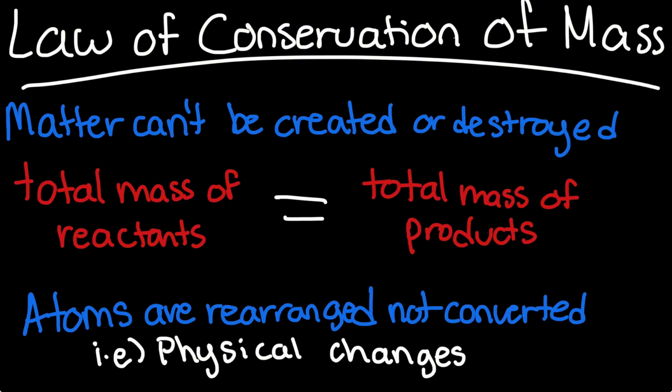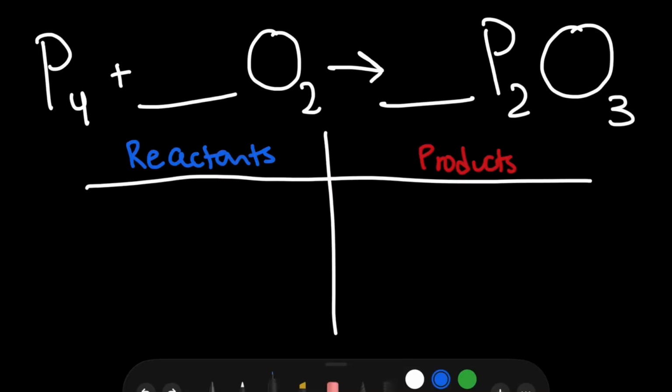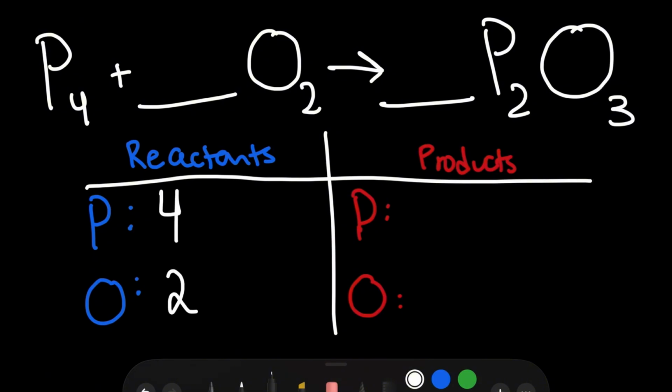So when we're balancing chemical equations, we can see if the law of conservation of mass is being followed if the number of atoms in the reactants is equal to the number of atoms in the products. So in this first problem, we have phosphorus and oxygen as our reactants and our products. On the reactant side, we have 4 phosphorus and 2 oxygen, and on the product side, we have 2 phosphorus and 3 oxygen. On the product side, we have 2 phosphorus, and if we multiply it by 2, we can get 4 phosphorus, which is on the reactant side.